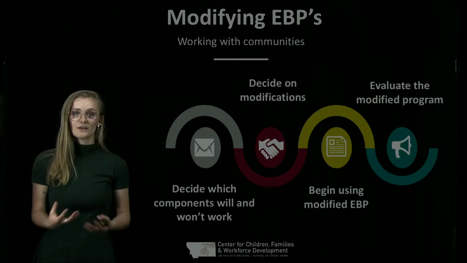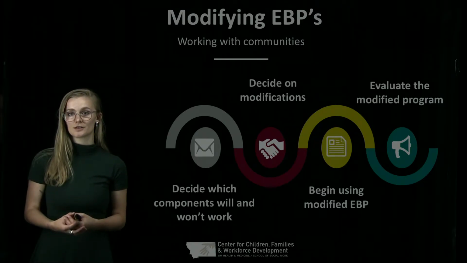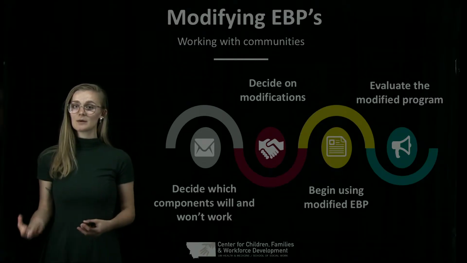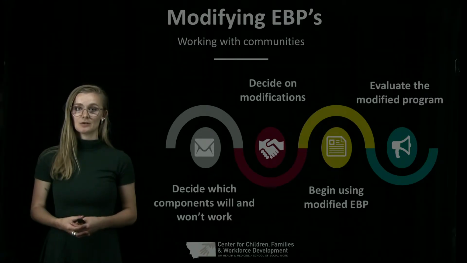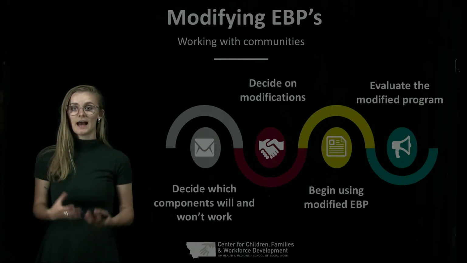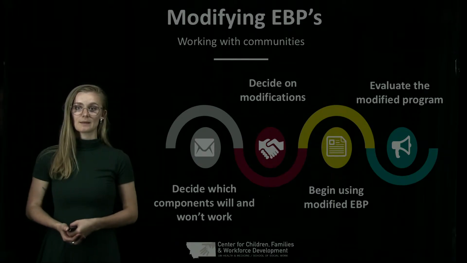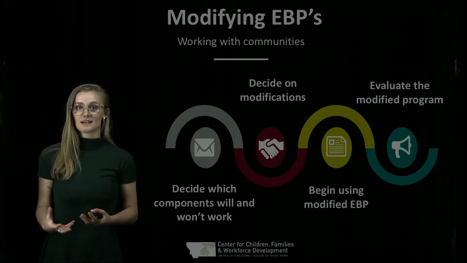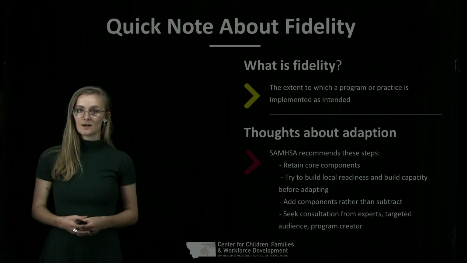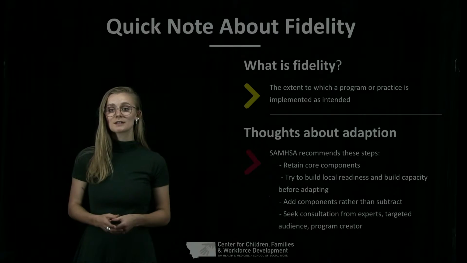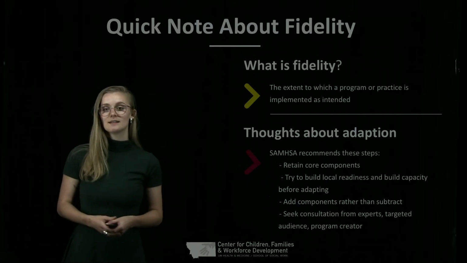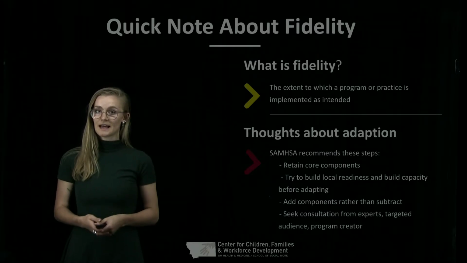Do this by involving your community and diverse stakeholders in the process. Once you've chosen a program, decide which components seem like they would work and wouldn't work for your community. Decide on modifications, implement those modifications, and lastly, be sure to evaluate the program to ensure that it had its desired effect. A quick note about fidelity. When modifying programs, it's important to pay attention to fidelity. Fidelity is the extent to which a program is implemented as it was intended.